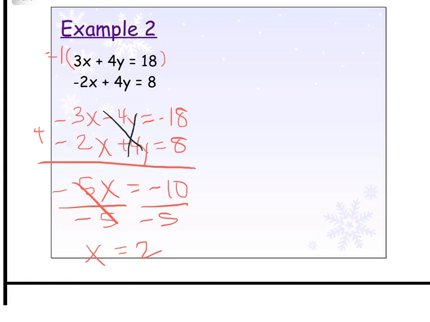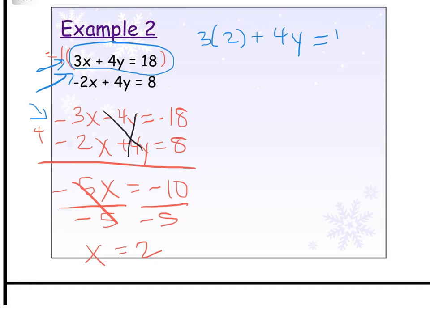Now at this point, we know we need y. We can't have a solution unless we have an x and a y. So it doesn't matter which equation you want to plug your 2 back into. You could plug it back into one of our original equations, or you could even plug it into that third equation that we had after multiplying the top one by negative 1. So I'm just going to go with the top one. So I have 3 times 2, so I'm using this one right here, plus 4y is equal to 18. Got to multiply this out, so I have 6 plus 4y is equal to 18.